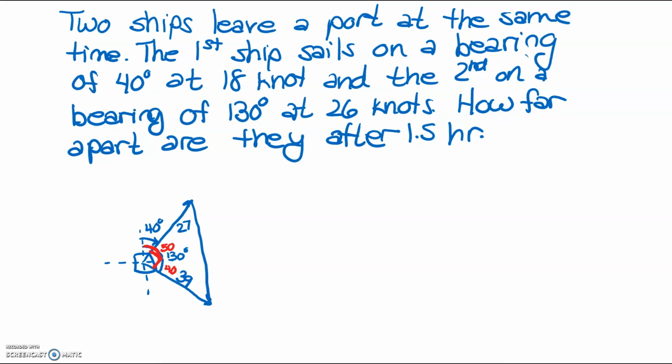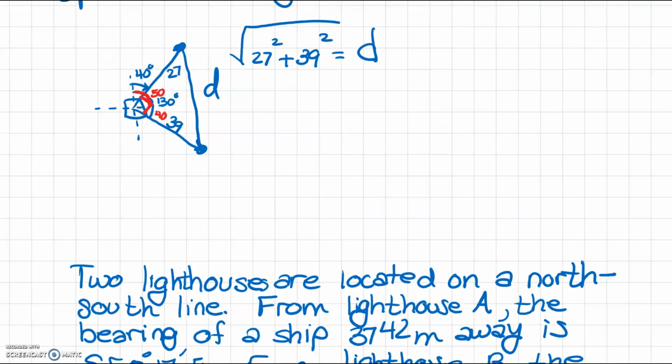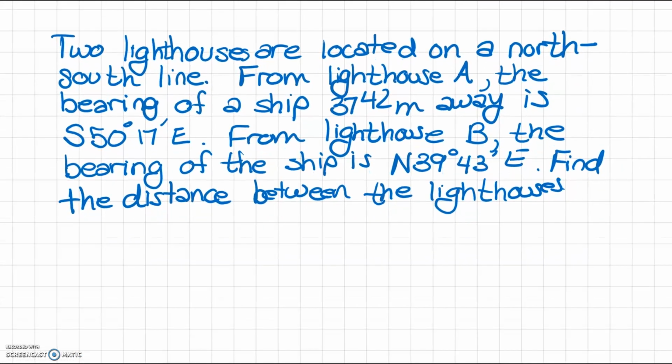How would I find the distance between these two ships located right here and right here? Well, I just take their side lengths, which is 27 nautical miles squared plus 39 nautical miles squared. If I take the square root of that, I get the distance that the ships are apart after an hour and a half. So here, let's take a look at this problem right here.